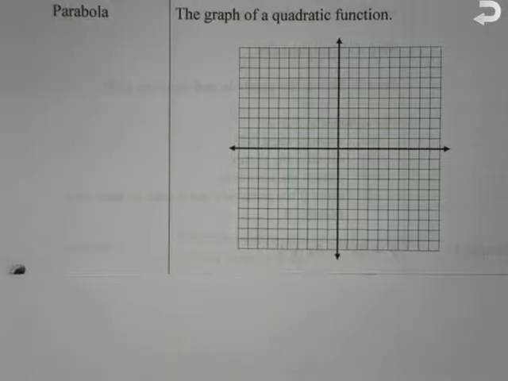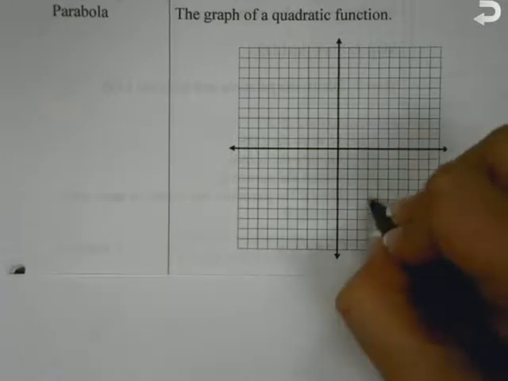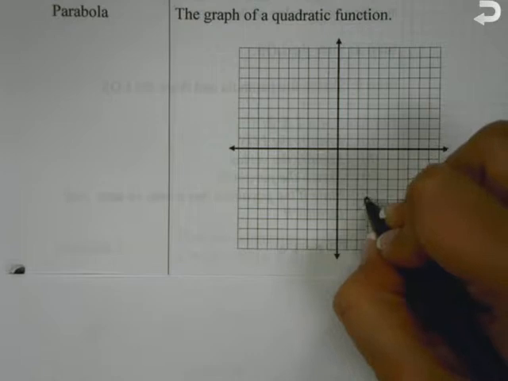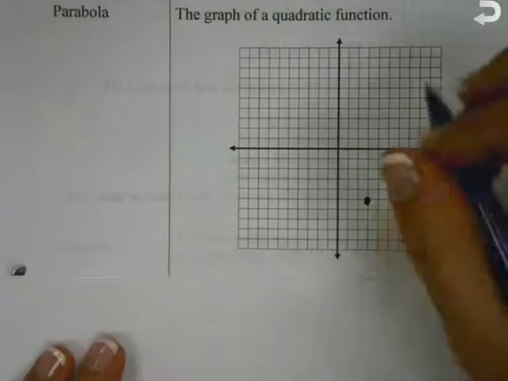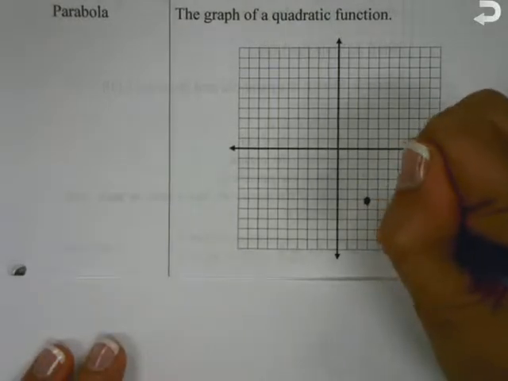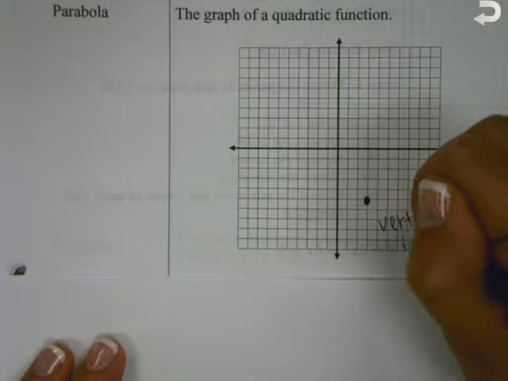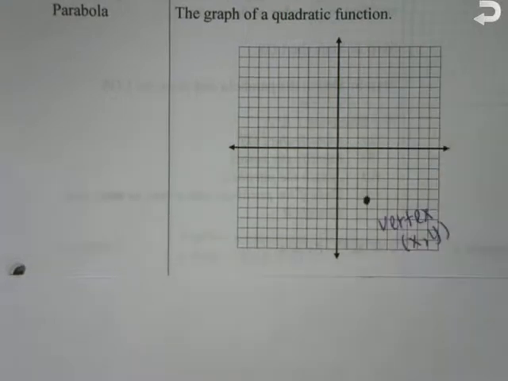Okay, so we have multiple parts of a parabola. The very first thing is called the vertex. So just pick a point somewhere. It doesn't really matter where right now. The vertex is going to either be the highest or the lowest point of the parabola, depending on which way it opens. So your vertex is just a point. Let's label it. The vertex is a point (x, y), which we can find from the equation.